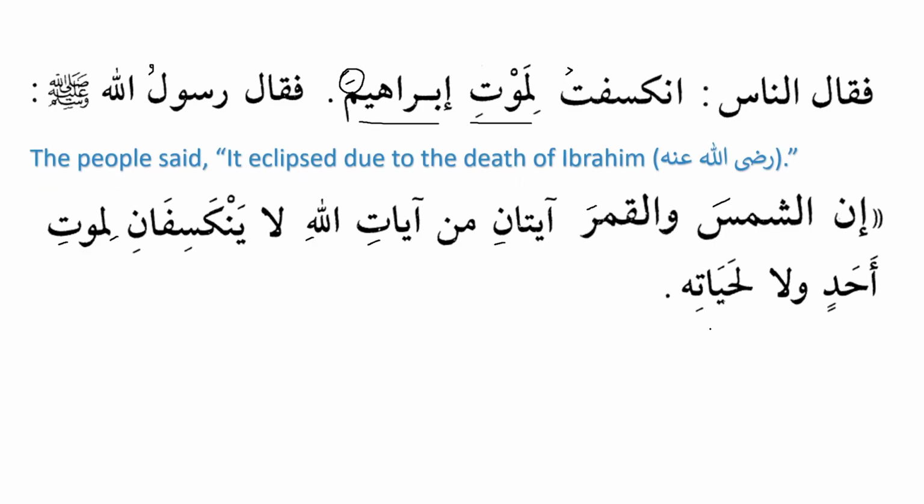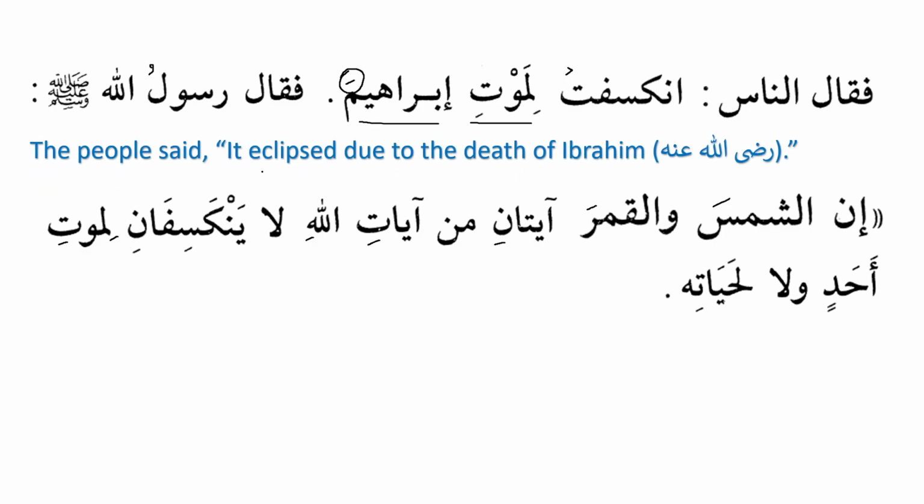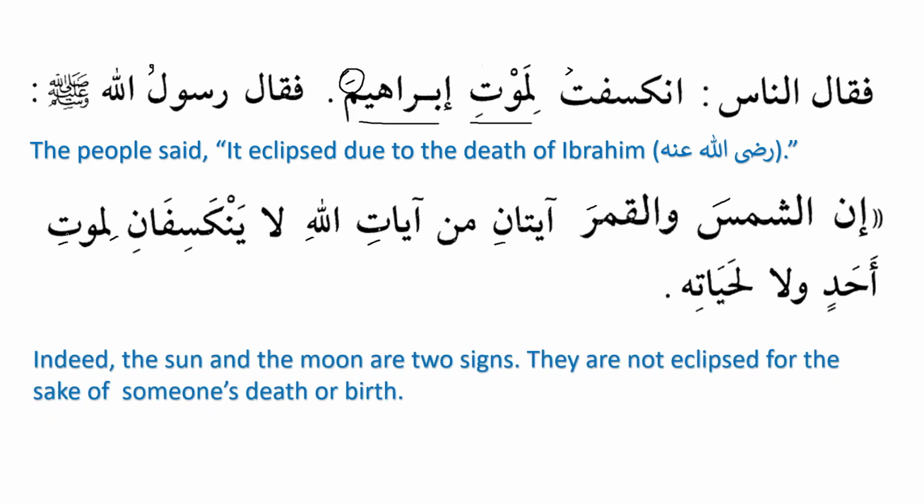So the people said it eclipsed due to the death of Ibrahim alayhi salam, but the Prophet Muhammad sallallahu alaihi wasallam said, no, indeed, the sun and the moon are two signs. They are not eclipsed for the sake of someone's death or birth, as we can see over here. Now we will see over here, inshallah, when we proceed further.